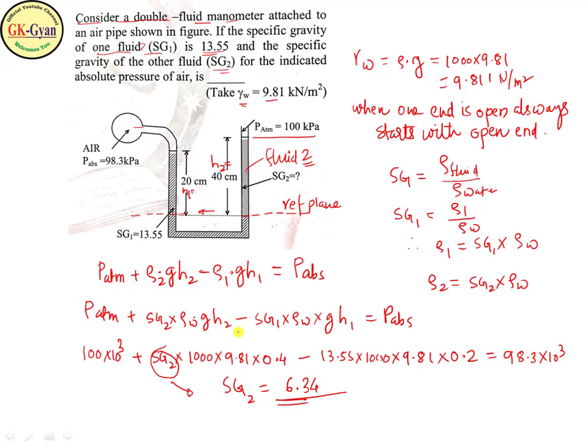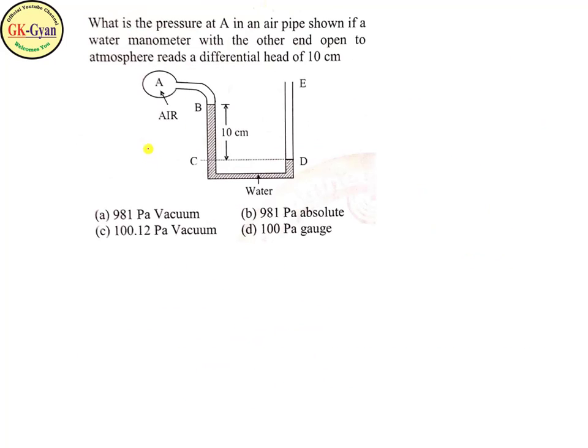Now we will move to the next question. The question says: what is the pressure at point A in an air pipe shown, if the manometric fluid is water? The density of water is 1000 kg per meter cubed, with the other end open to the atmosphere, and the differential head is 10 centimeter. So H will be given as 10 centimeter.